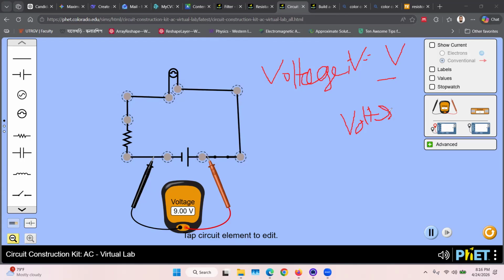This is the mistake you made. If a number doesn't have any unit, then this number means nothing. So you always need to put a unit after the number. And another thing you need to know: current is represented by I.